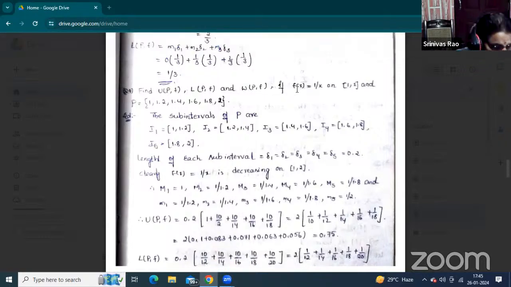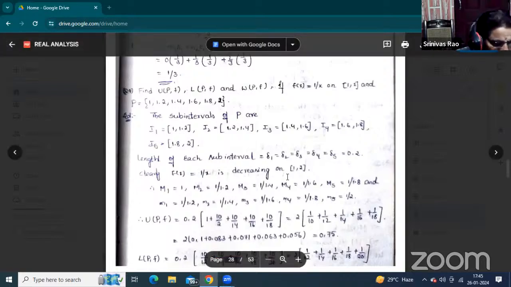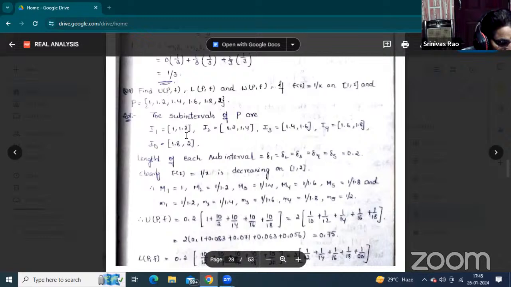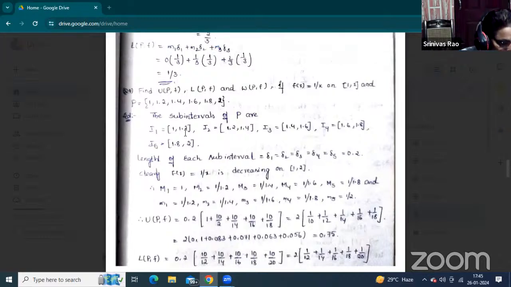Clearly, the given function is the reciprocal function, 1 by x. That function is decreasing on the closed interval 1 to 2, because the given function is the reciprocal, that is, the inverse function. So that's why the given function is decreasing.